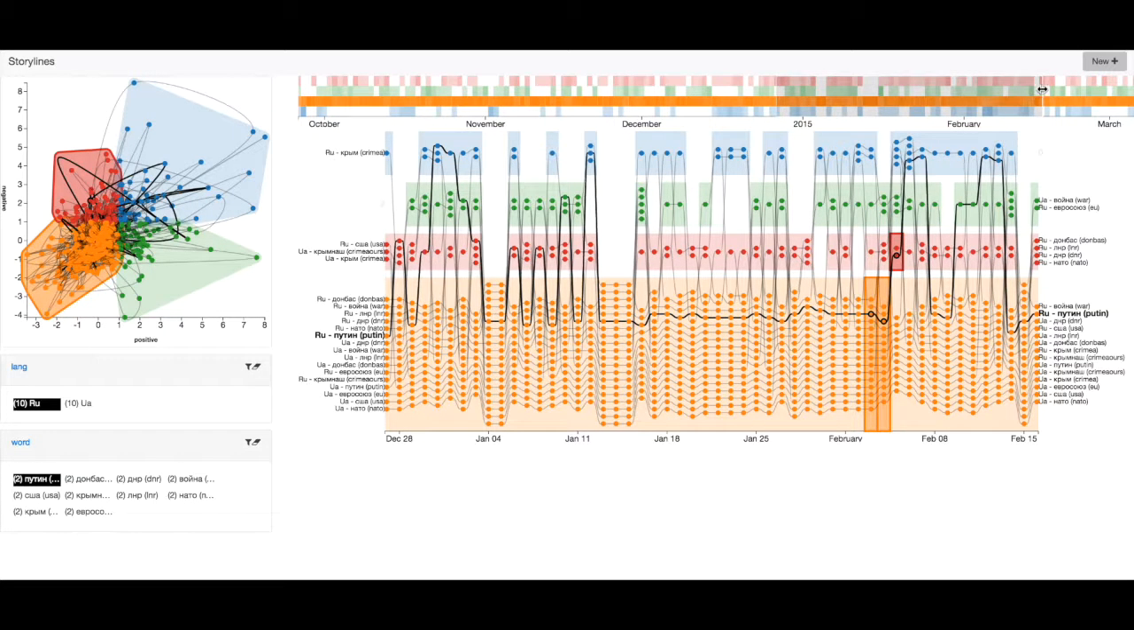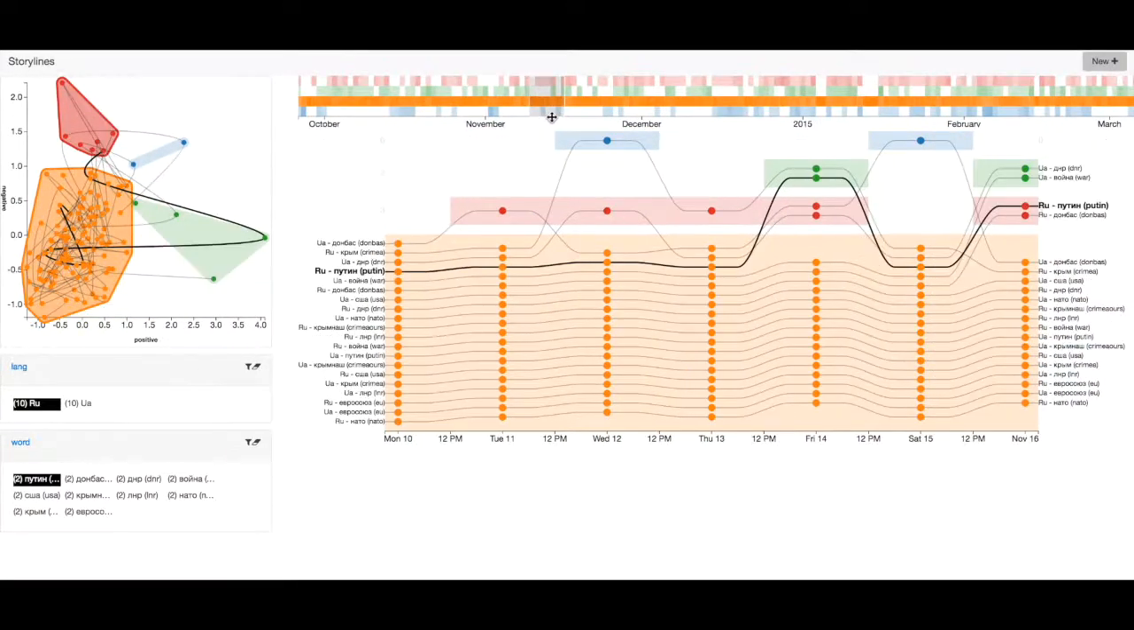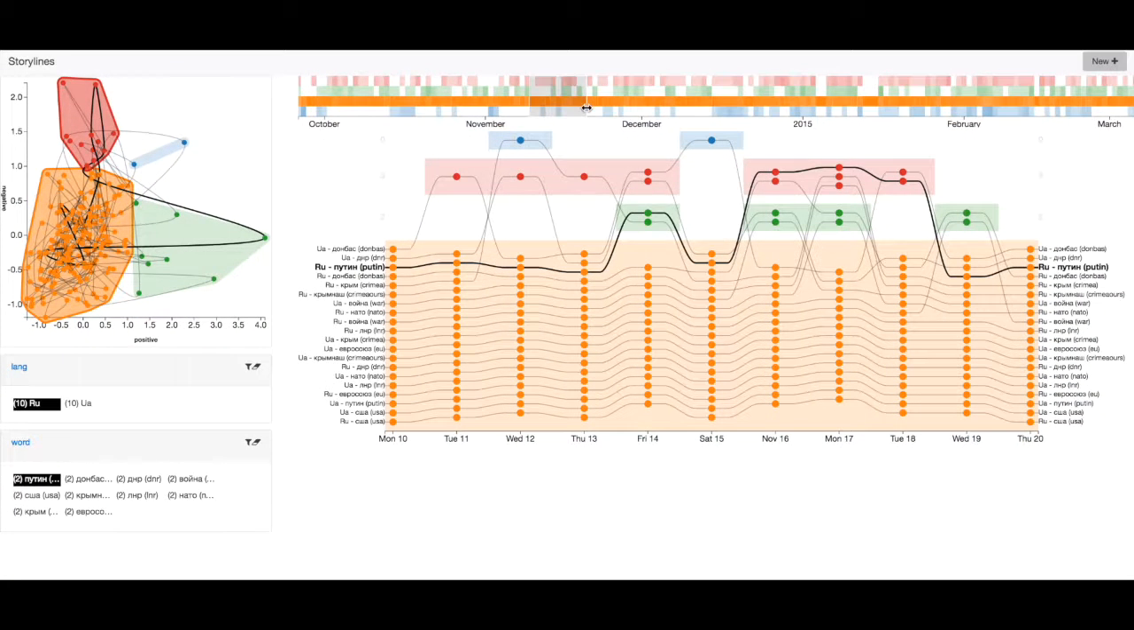Let's take a look at how the visualization shows changes in opinion dynamics surrounding two events of interest: the G20 meeting in November of 2014 and the Minsk Agreement in February of 2015. First, let's look at the G20 event. We brush on the overview heat map to select the time period corresponding to this event.